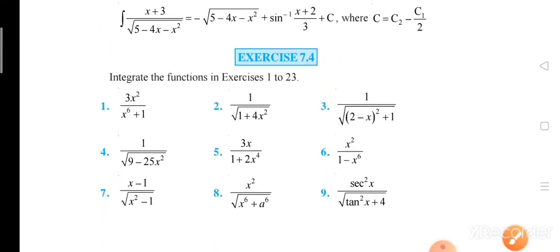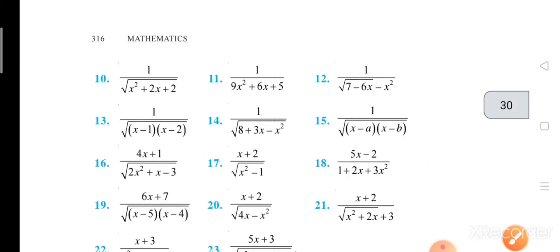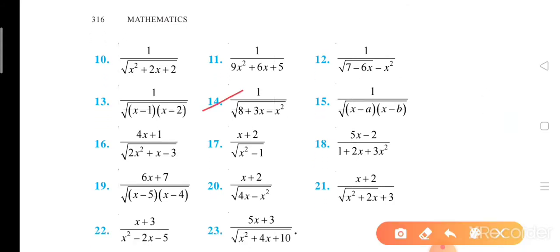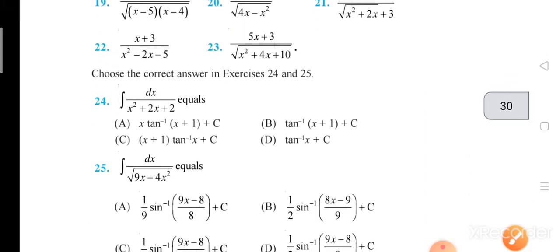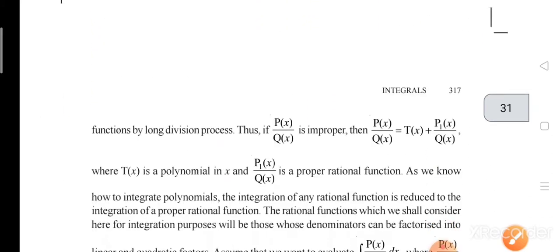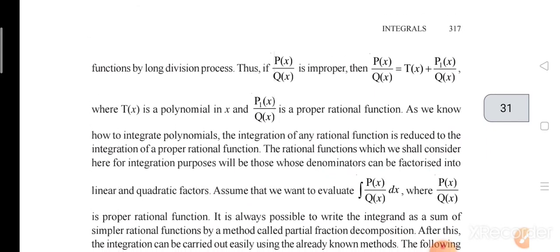So from exercise 7.4, you have to do question number 3, 4, 9, 14, 15 and 23 along with question number 25. Now partial fraction is very important. Questions come shortly from this part.